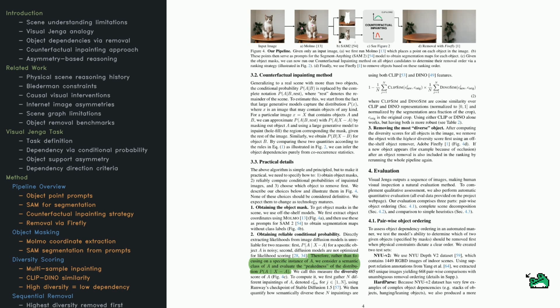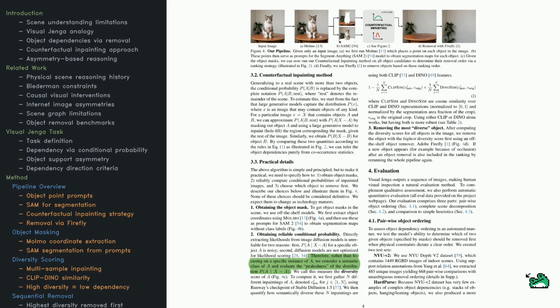This diversity gets computed via comparisons in CLIP and DINO embedding spaces. The object with the highest diversity score is removed first, because the scene can live without it most easily. Then everything repeats for the next object. Check out how they justify this strategy.